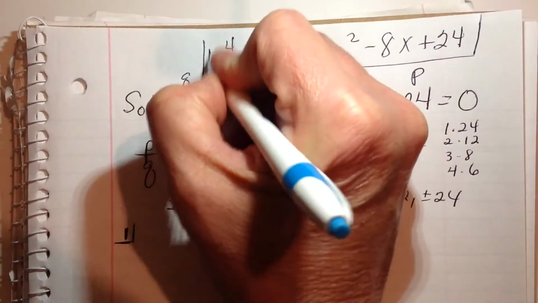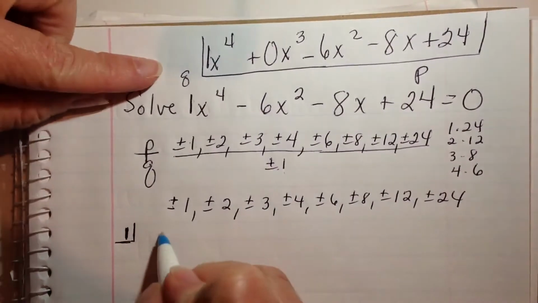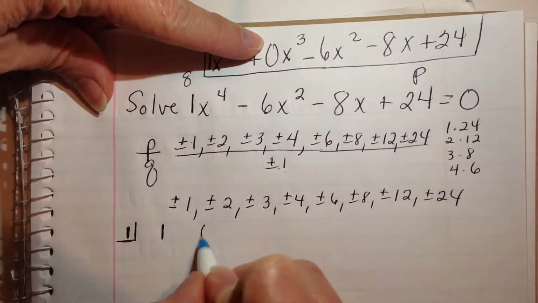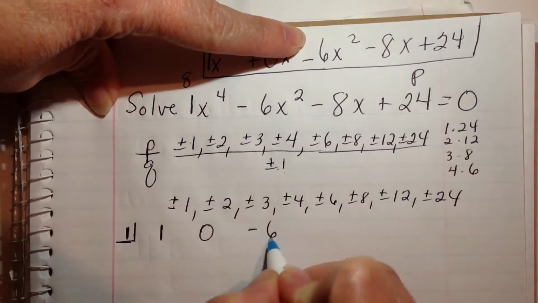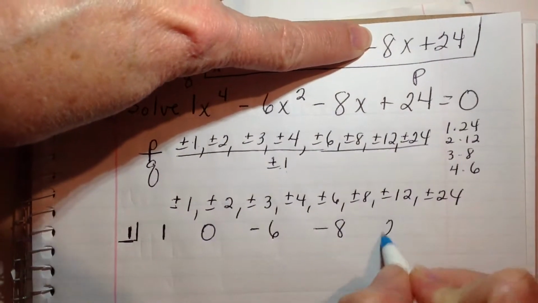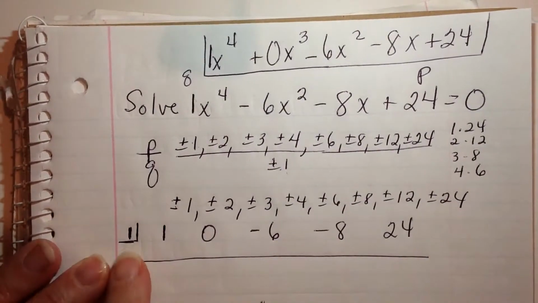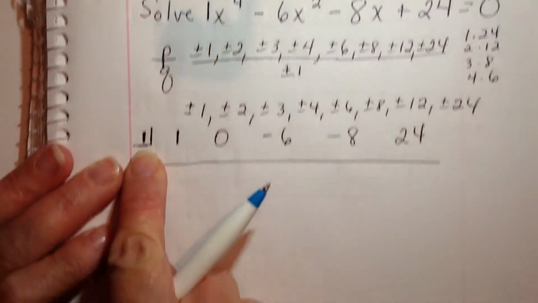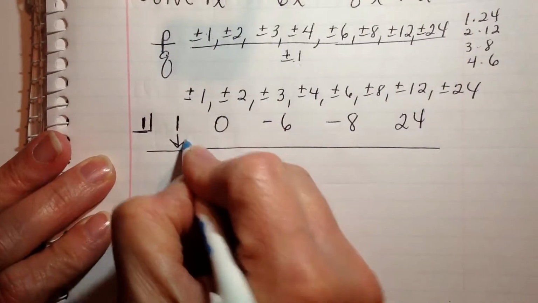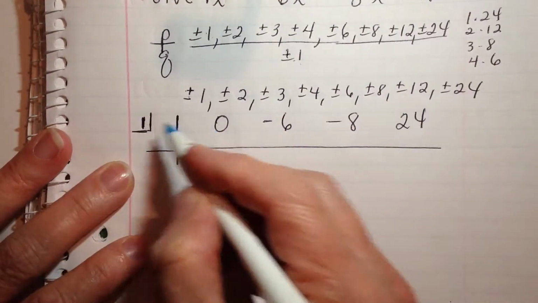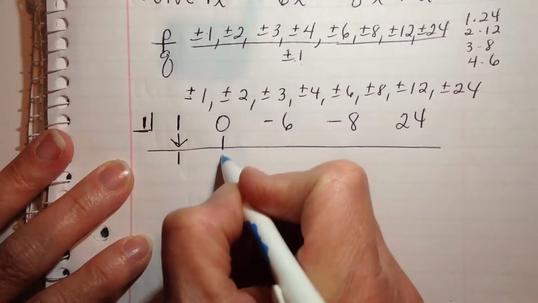to pull down the coefficients. There's a 1 in front of x to the fourth, so I will use 1, my x cubed term is 0, negative 6, negative 8, and 24. So let's run it through synthetic division. I am testing positive 1. Let's pull down 1, multiply and add. 1 times 1 is 1, add, we get 1.